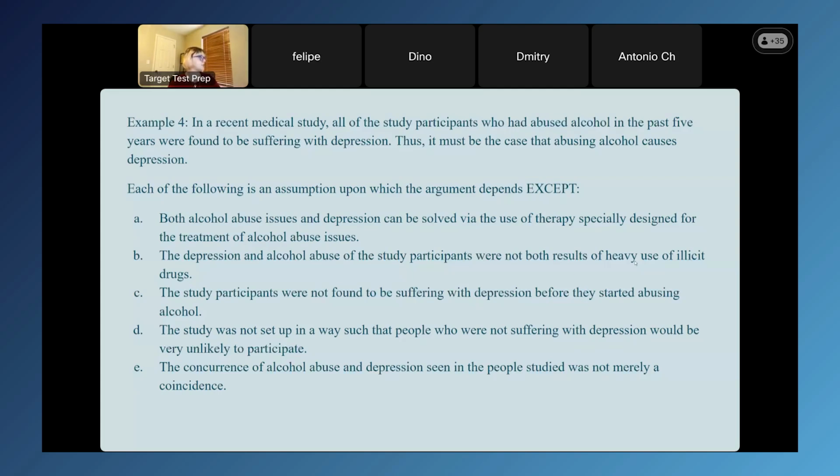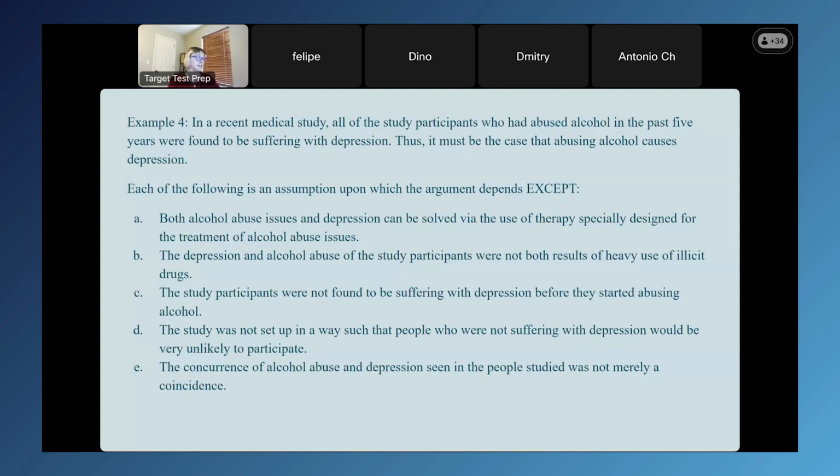B, the depression and alcohol abuse of the study participants were not both results of heavy use of illicit drugs. So what this one is saying is they were not both caused by this specific third plausible cause. And that is a necessary assumption, because they are assuming that the alcohol abuse causes depression. C, the study participants were not found to be suffering with depression before they started abusing alcohol. This is a necessary assumption, because if it's not true, then the cause and effect are reversed. So the author is assuming this.